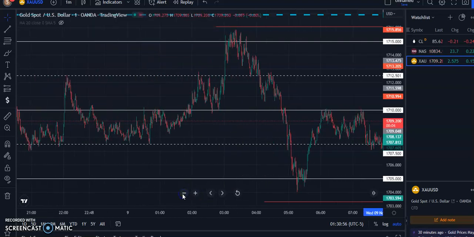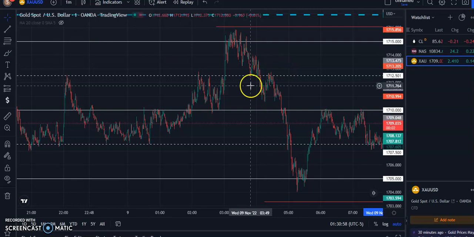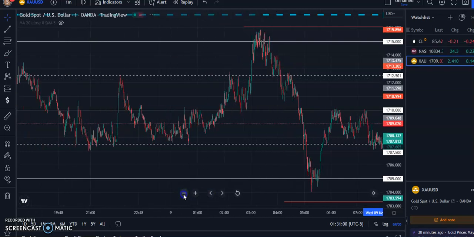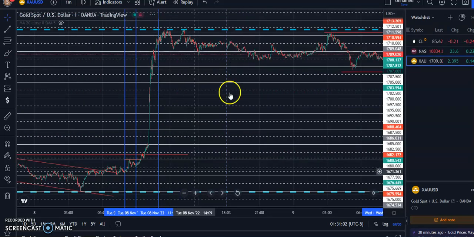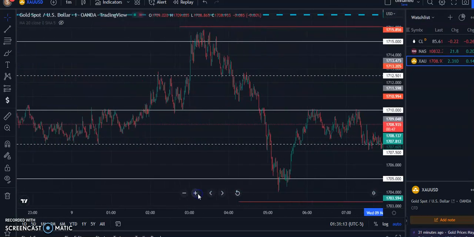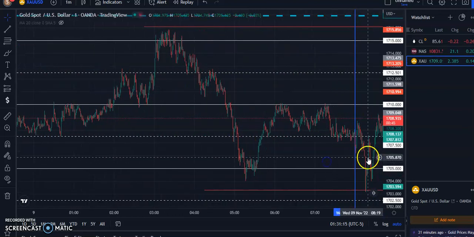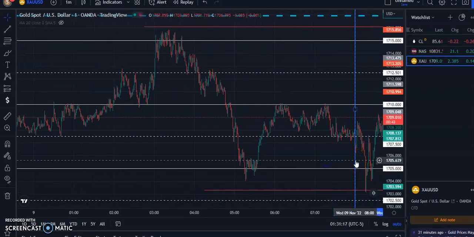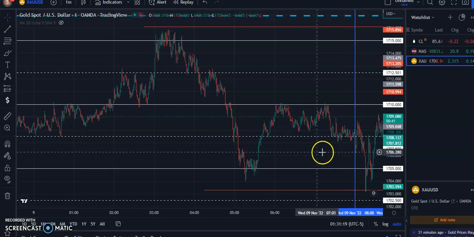We'll start with gold. As you can see, we have our high of the week right above there, and then we have our high of the day and our low of the day. That is prior to the New York window open at 8 a.m.